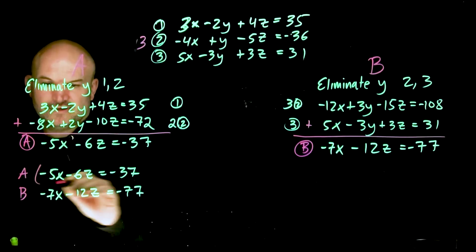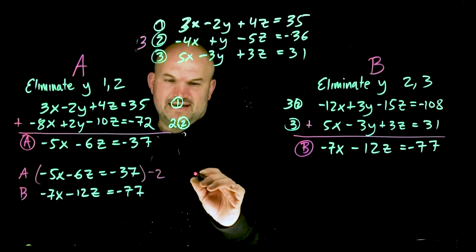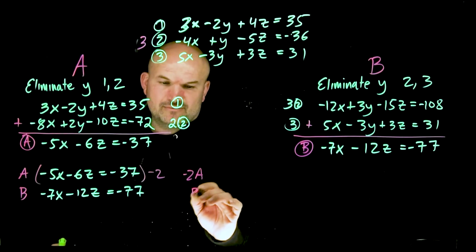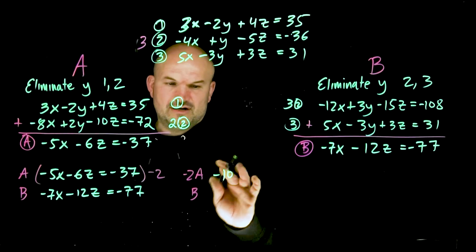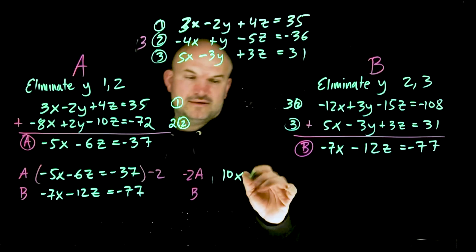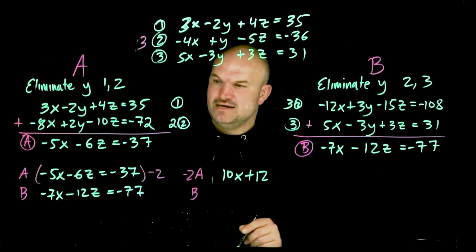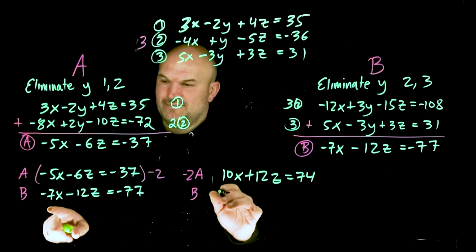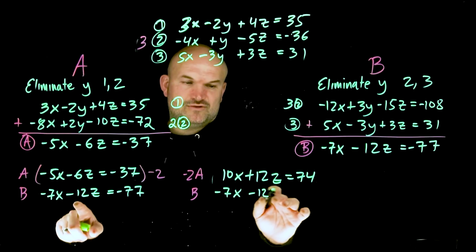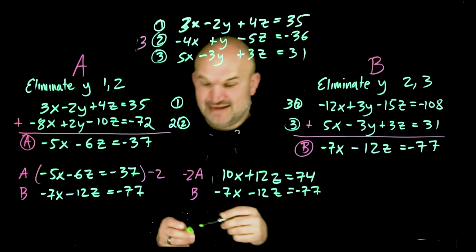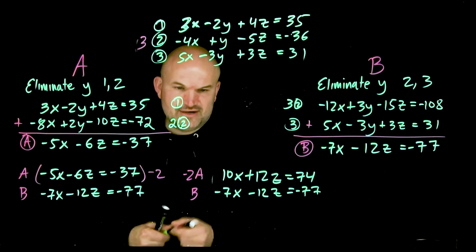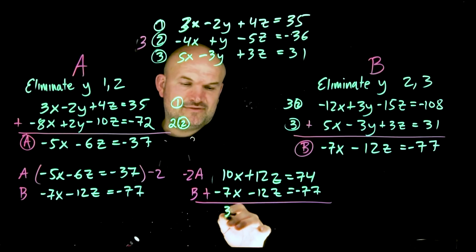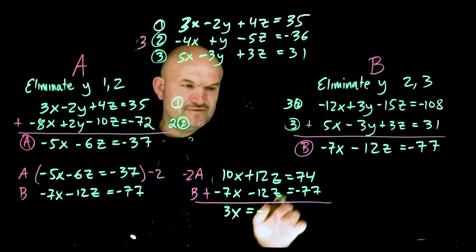So if I multiply this equation by a negative 2, let's go ahead and rewrite this. Now I'm multiplying a negative 2 times a, and then we're going to rewrite b. When I do that, I'm going to get, sorry, a positive 10x plus 12z equals a positive 74. And over here, that's going to remain the same: negative 7x minus 12z equals negative 77. Now I can add these together. You can see they have one positive, one negative, so I can add them. This is going to give me 3x equals negative 3.